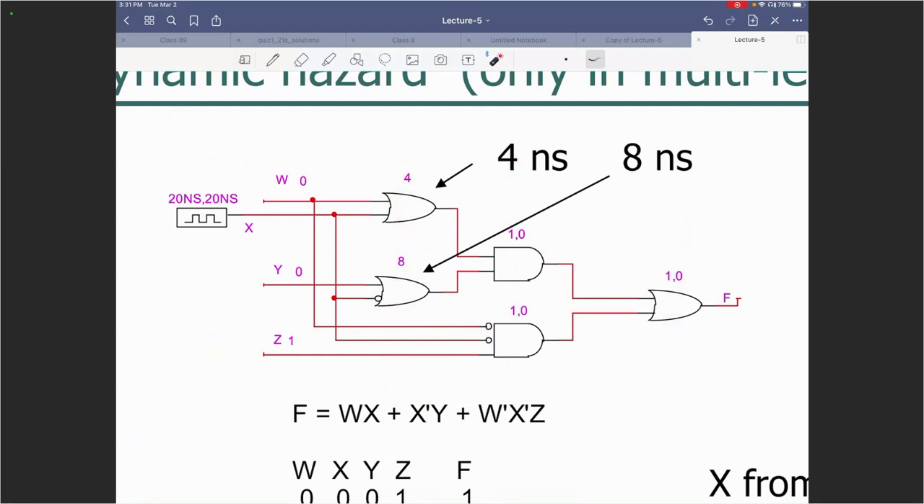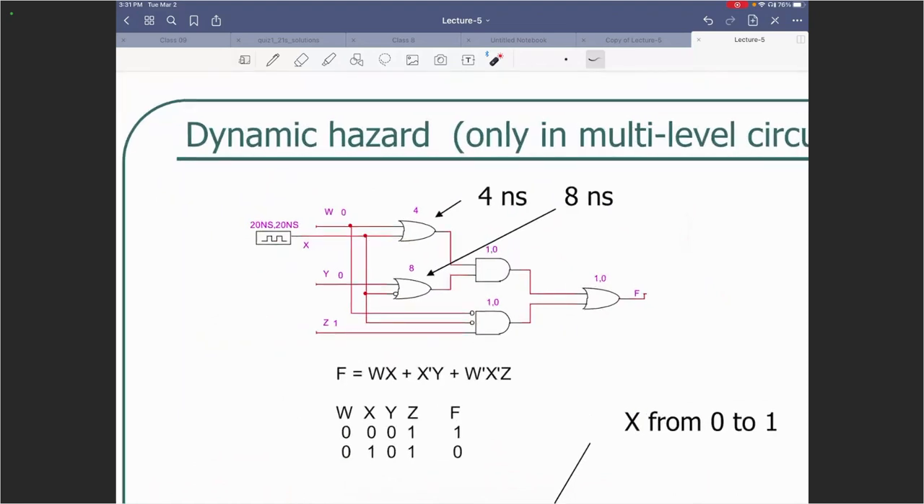So let's try to take a look at, you're still changing only one variable. You're still changing X. We are just changing X. Y is fixated at 0. Z is fixated at 1. W is fixated at 0, right? So 4 variable case, W, X, Y, and Z. 3 of them are fixed. Only one of them is changing. X is changing. Let's try to take a look at the function itself.